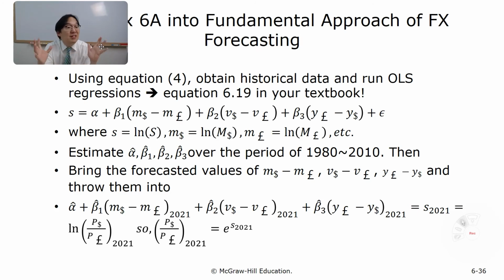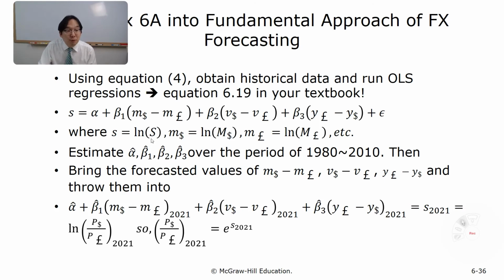Now, using equation 4, obtain what you can do to do a fundamental analysis or prediction, right? How can you do it? Well, you need data, historical data, to estimate equation 6.19. Obtain historical data and run OLS regression like this. So small s is just the natural log of big S, the FX rate. And then it's going to be alpha, the intercept term, where it crosses the vertical axis. And then beta 1, 2, 3. You have 3 explanatory variables, and then there will be coefficient estimates, right?